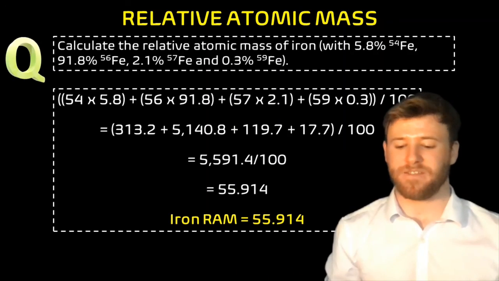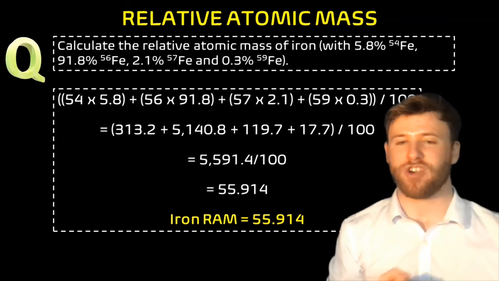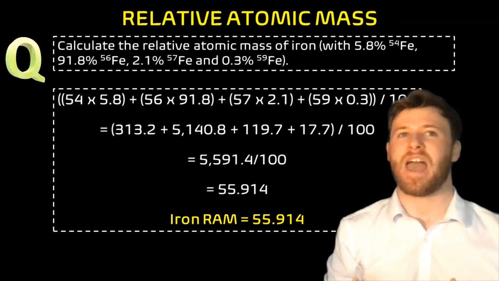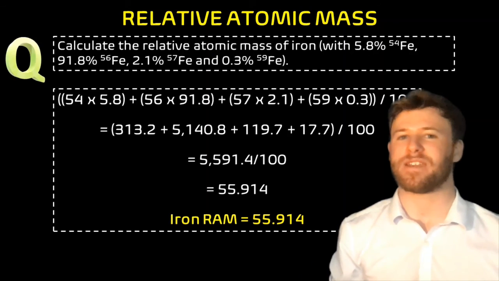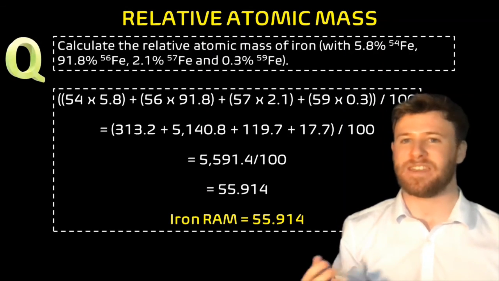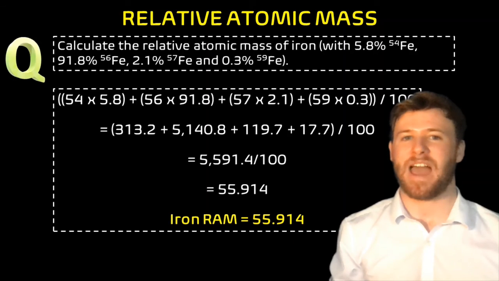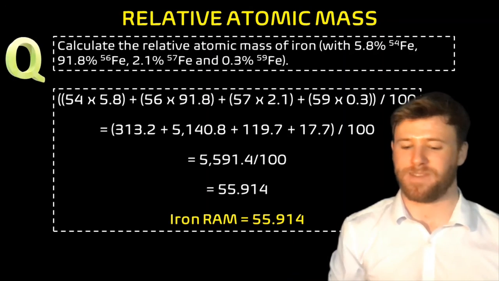Great, so that's the end of this topic. We've looked at the structure of an atom, we've looked at the difference between elements, mixtures and compounds, and we've also looked at how we can find the relative atomic mass given the abundances and mass numbers of isotopes.